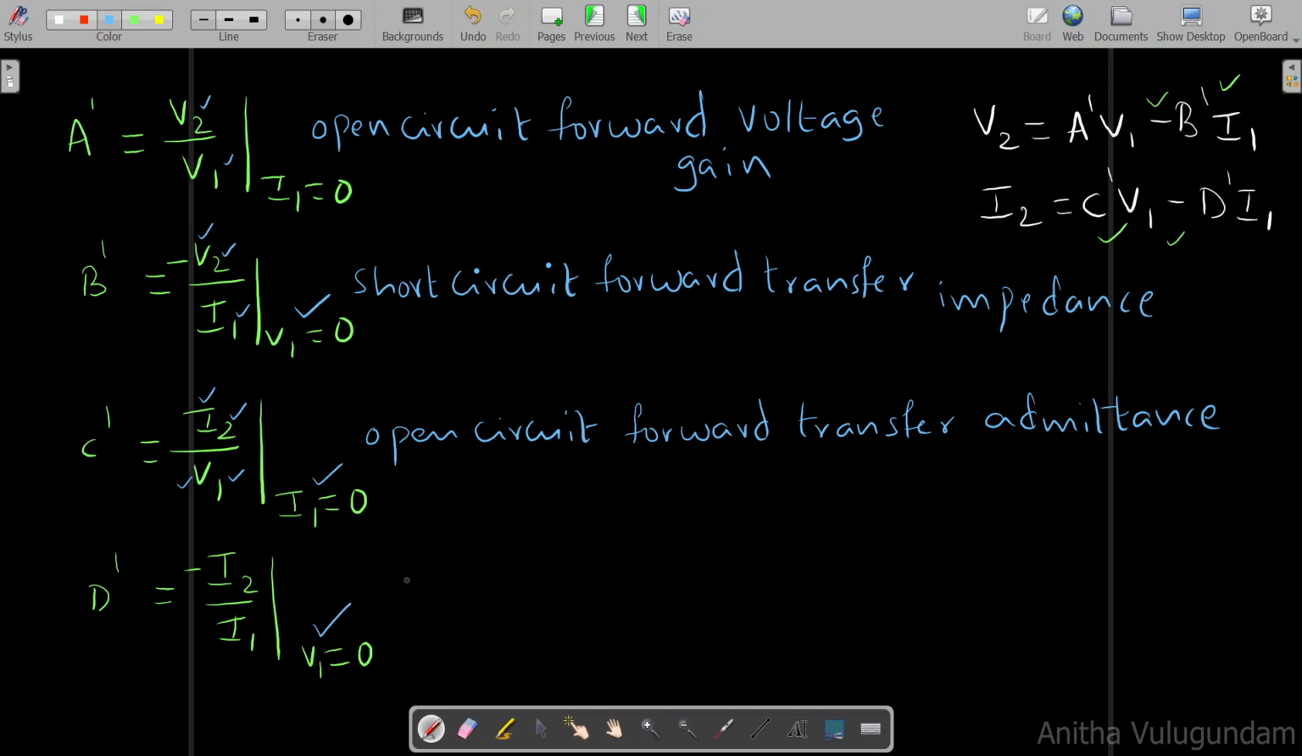Next, D'. The condition is V1 equal to 0, so we'll consider it as short circuit, and the ratio is port 2 to port 1, that is, output port variable to input port variable. That is considered as forward. Then look for the variables I by I. It is nothing but current gain. D' is defined as short circuit forward current gain.